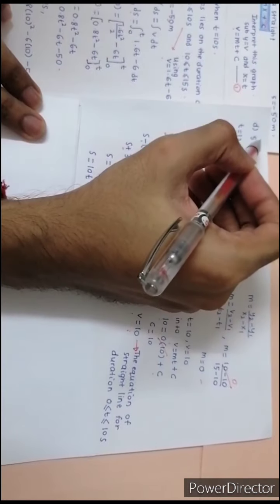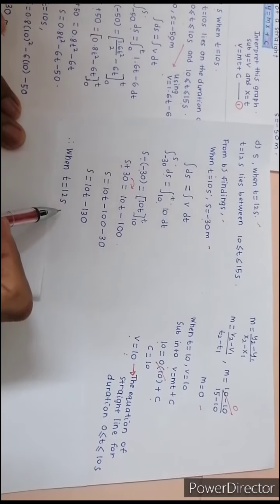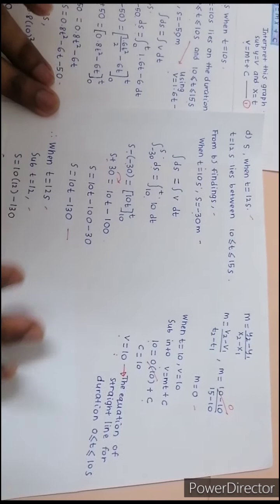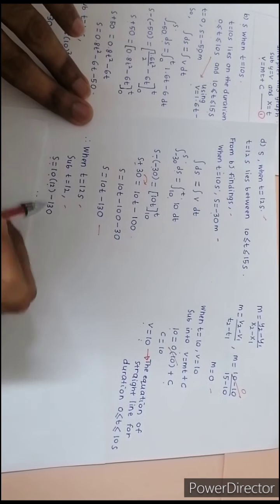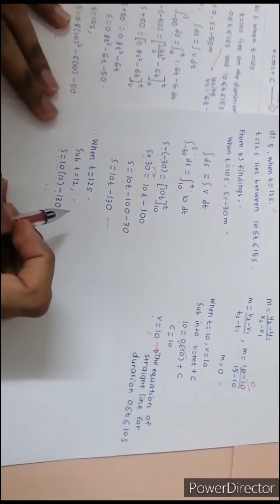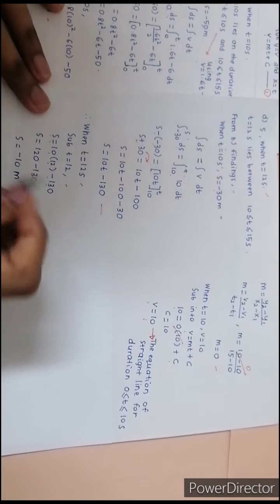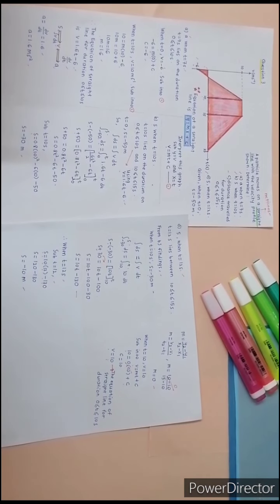The question asks for the displacement when t equals 12 seconds. So we substitute t equals 12 into this equation. s equals 10 times 12 minus 130, so s equals 120 minus 130, leaving displacement equals negative 10 meters when t equals 12 seconds. That's all from my part.